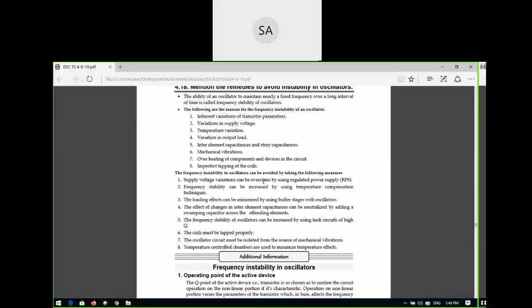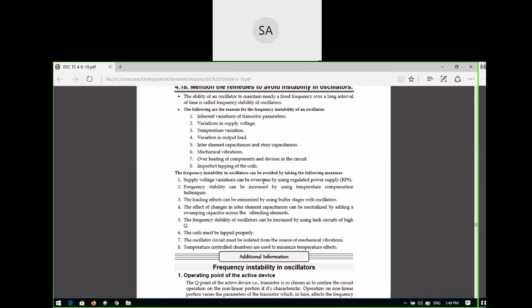The first remedy is that supply voltage variation can be overcome by using regulated power supplies. You have to use an RPS. In most laboratories we have an RPS, a regulated power supply. That means the output power will be regulated, so you are getting a constant output source, which means constant output voltage at the output of the circuit. So this is the first major remedy.